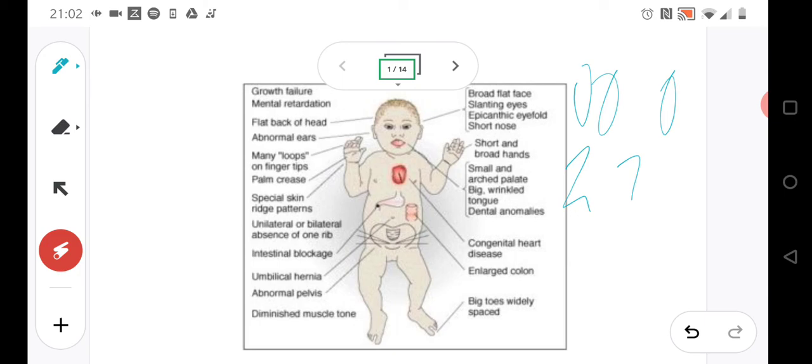Some enlarged colon, it can also be problematic. Big toes that are widely spaced, so you can see a lot of space here, yes, between the big toe and the other toes. Okay, these are the most important things.